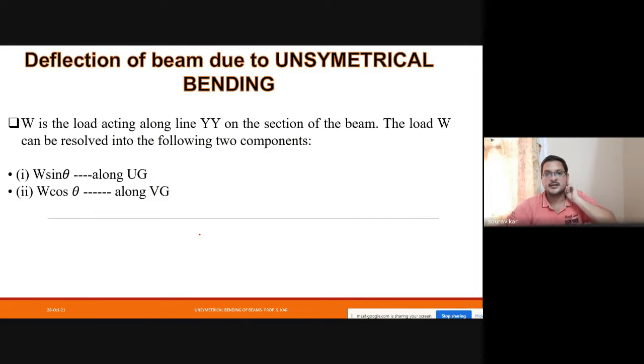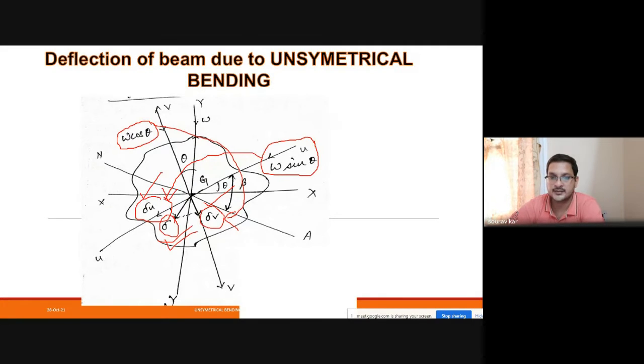So let us see here. These things I told you here. W sin theta is along the distance UG, where UG is the U axis and G is the centroid. Always remember, in symmetrical or unsymmetrical bending, all the mutually perpendicular axes meet at one point, that is the CG.